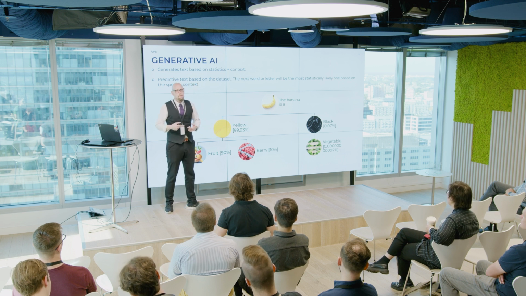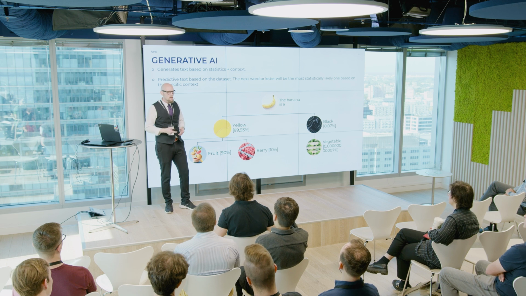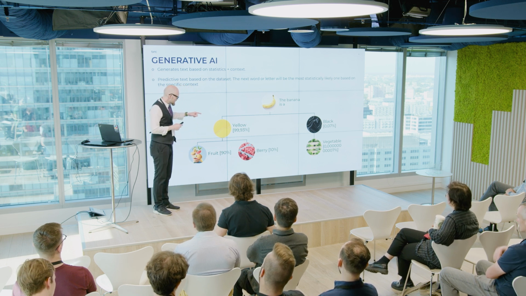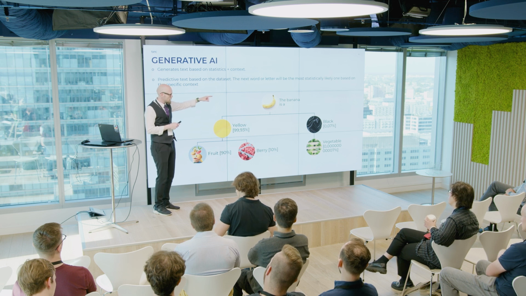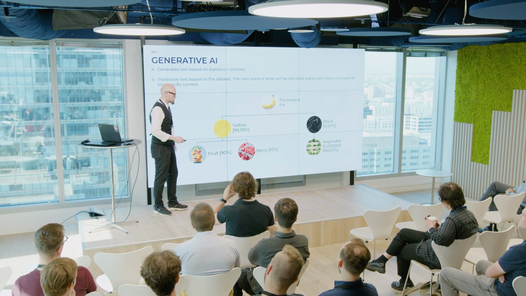And the way it does this is it analyzes all the texts it has read that are in the data set, and then it says, in every text I've read, usually the word fruit comes after yellow if it comes after banana. To be fair, in some of the text it will be berry, as a banana is both a fruit and a berry.